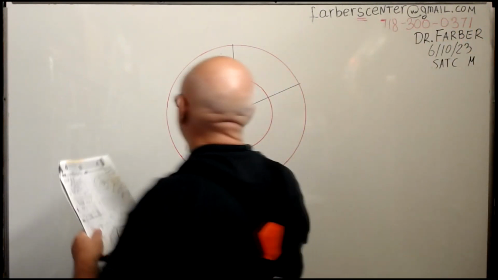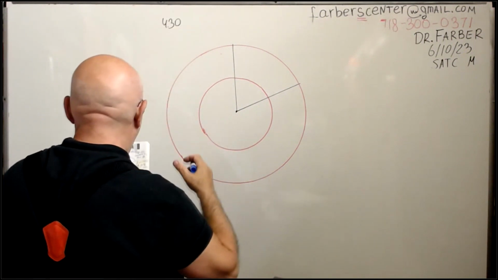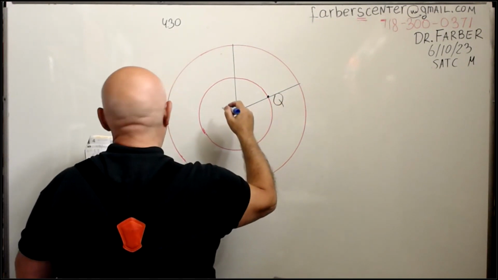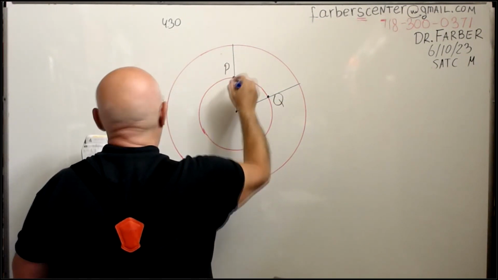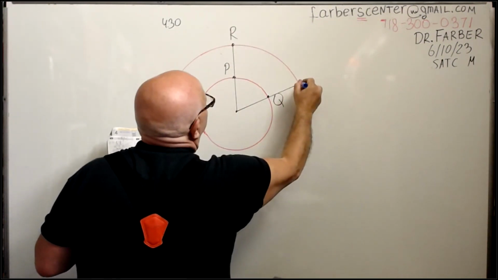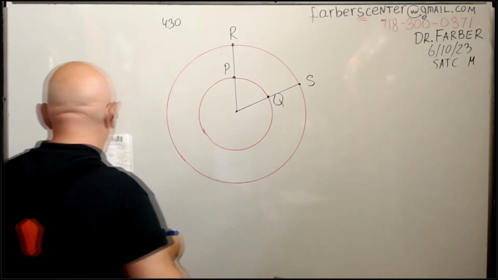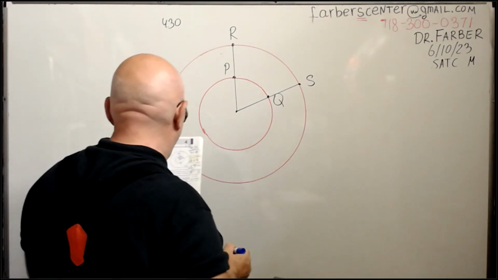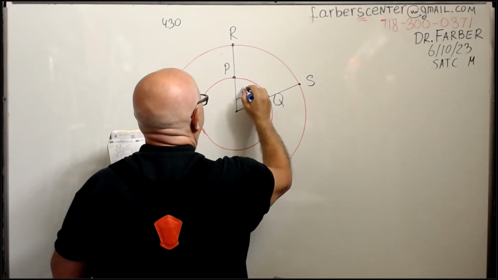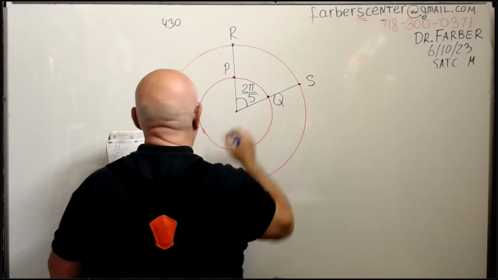And this is 430. The name points Q, P, R, and S. The measure of angle theta equals pi over 5. This is 2 pi over 5. This is given.